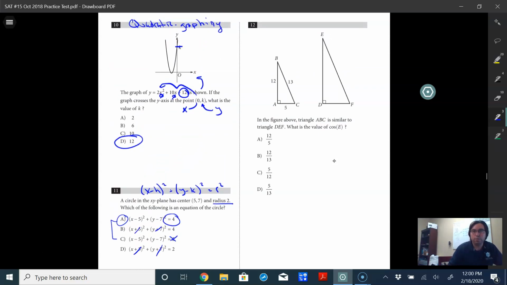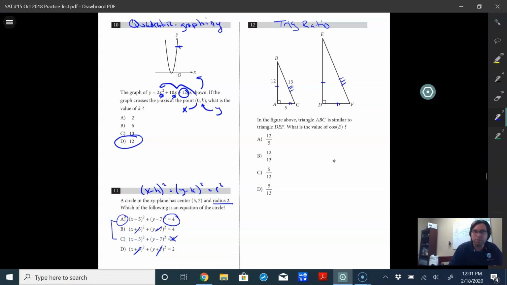Okay, number 12, what we see here is that we have a trig ratio problem. These are similar triangles, so that means these legs are in ratio to each other. This leg is in ratio to this one, and of course this one is in ratio to this one.